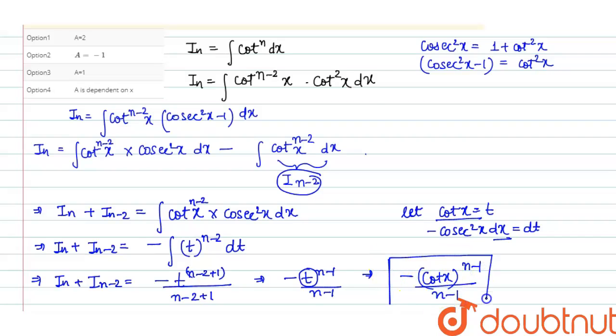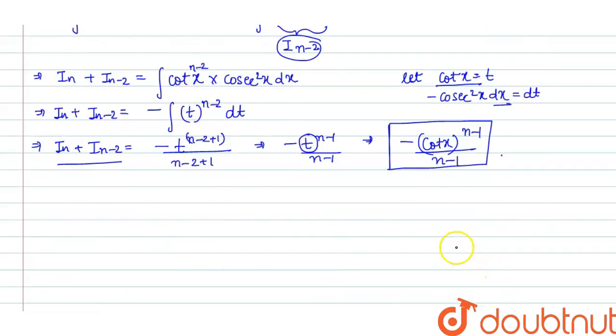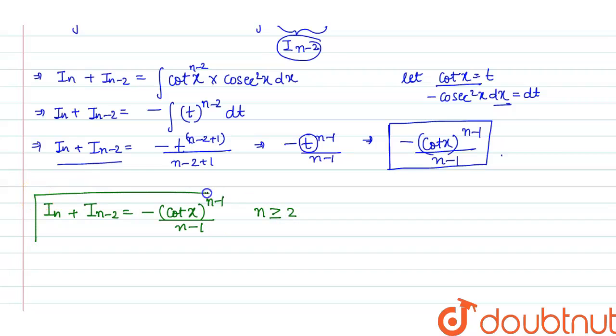Now we can say this is the value of I_n plus I_n minus 2, and according to the question we have to find the value of I_1, I_2, I_3. So the full and final equation is I_n plus I_n minus 2 equals minus cot x to the power n minus 1 upon n minus 1, where n should be greater than or equal to 2. This is our first equation, and we will use it to solve the further question.